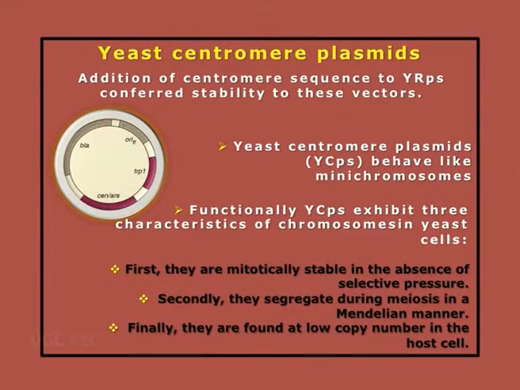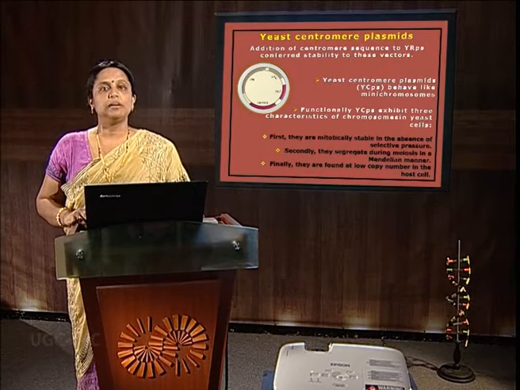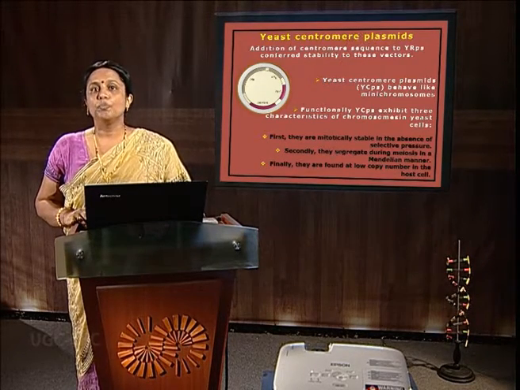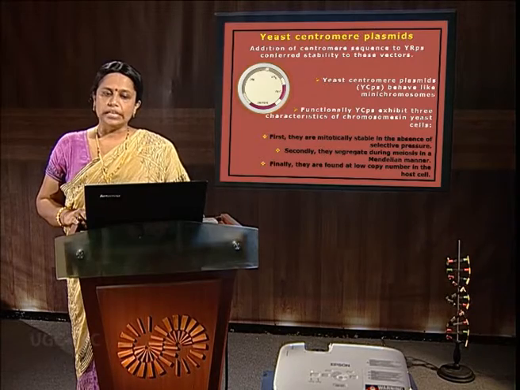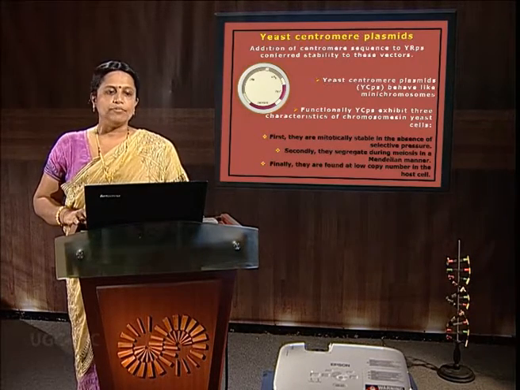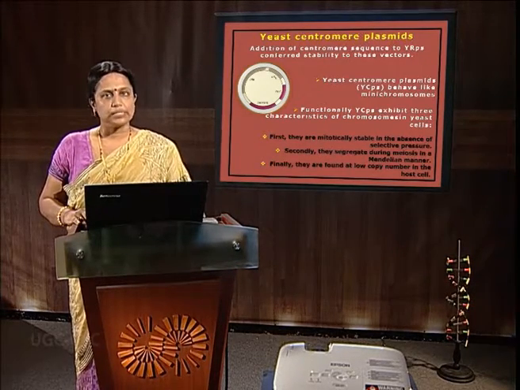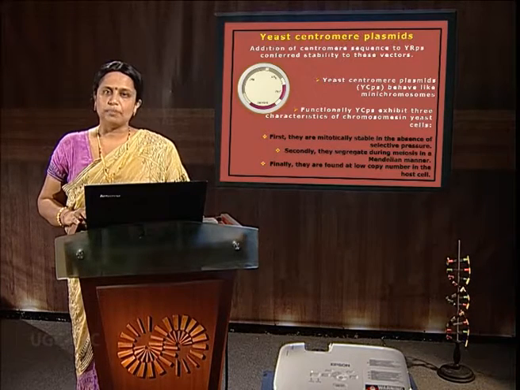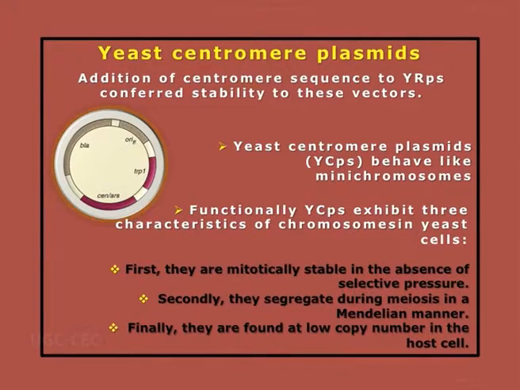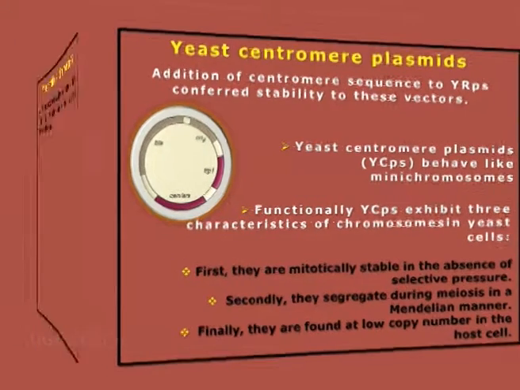Now we are coming to yeast centromere plasmids. One of the problems with yeast replicating plasmids is their poor segregation during cell division. To avoid it, centromere sequences have been introduced within yeast replicative plasmids, which facilitates their segregation during cell division, and hence they are called mini chromosomes.